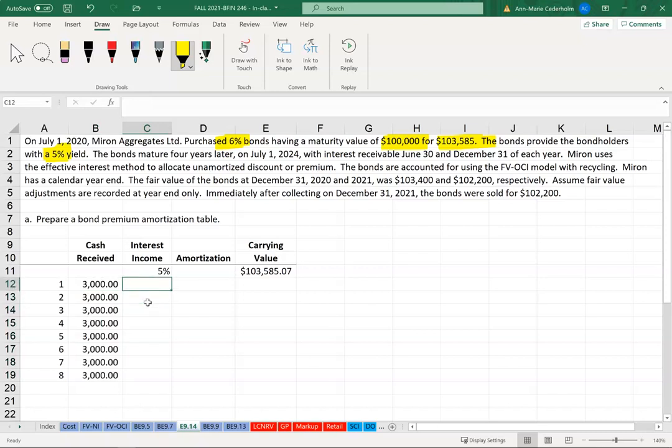Now my interest income is going to be calculated on the present value of the bond times your interest income rate. And again, that interest income is the yield, and we have to divide that by 2 because it's paying twice a year. And the amortization will just be the difference. So I'll just take 3,000 minus 2,589.63. And I'm trying to end up with 100,000 down here. So I know that I actually have to subtract this number.